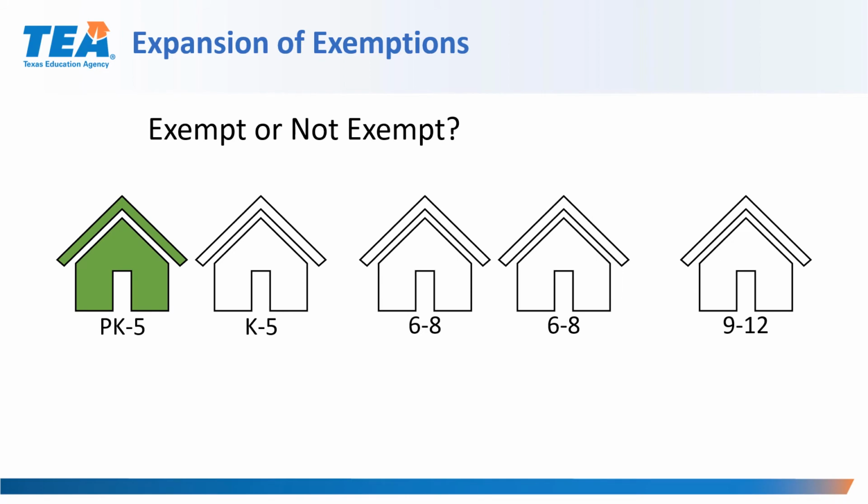So if you were told that there were 2 elementary campuses, one of which was Title I and one of which was not Title I, 2 middle school campuses, neither of which were Title I, and 1 high school that is not Title I, would this LEA be exempt or not exempt?